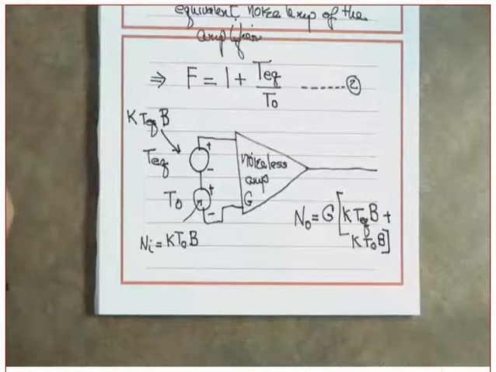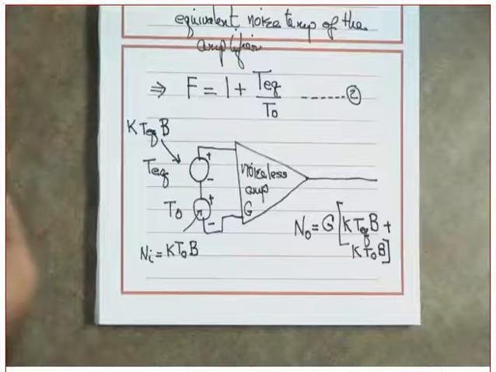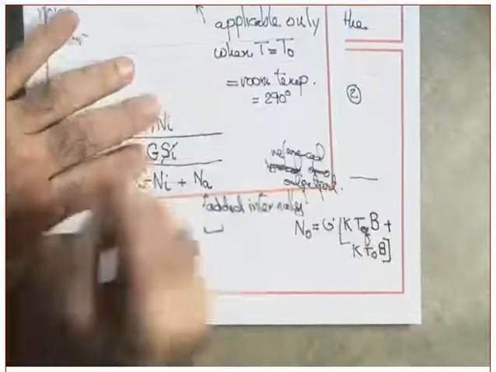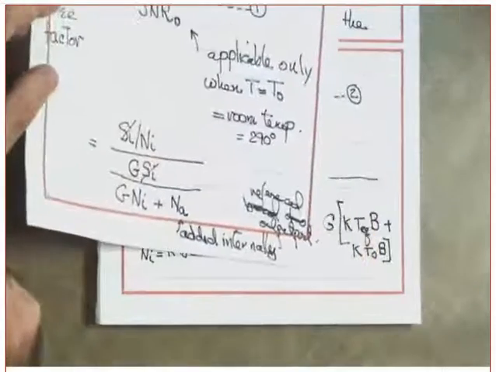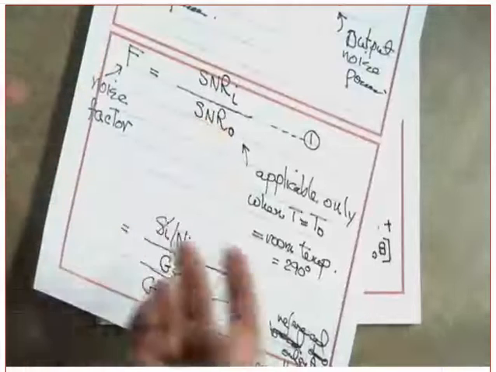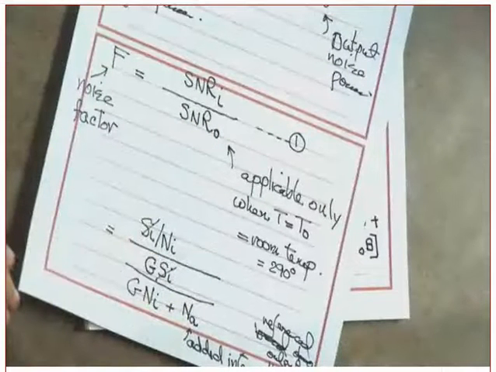Yes or no? Yes. This equation is still only valid when T0 is 290 degrees. That's the room temperature, which is 290 degrees. So if T0 is different, we cannot use the equation. You cannot use this equation. I will show you what to do in just a second. Do you understand that or not? Clear?